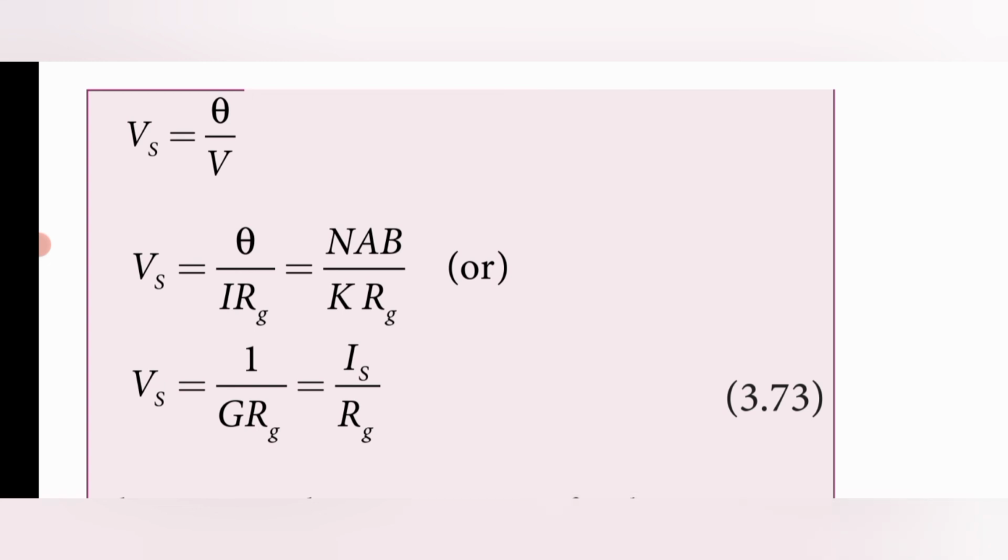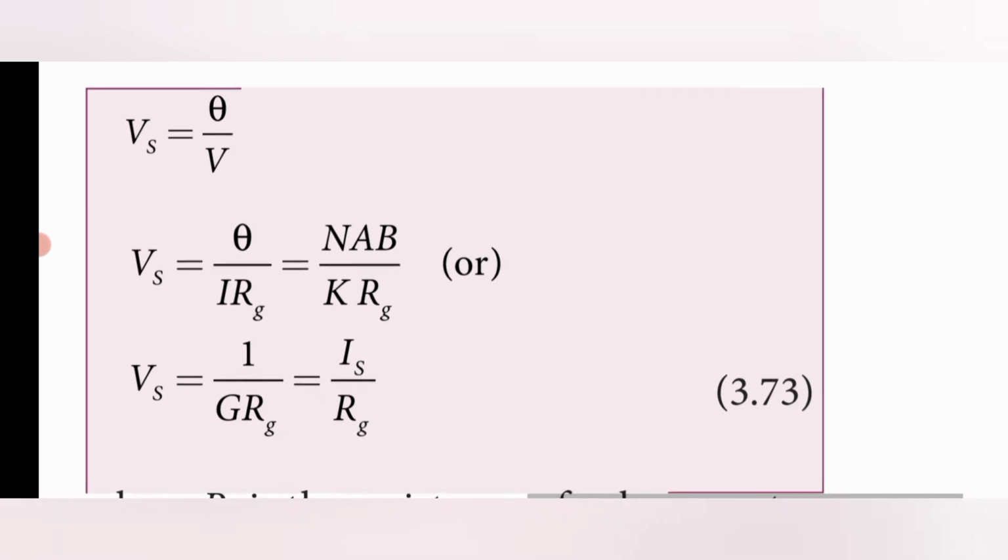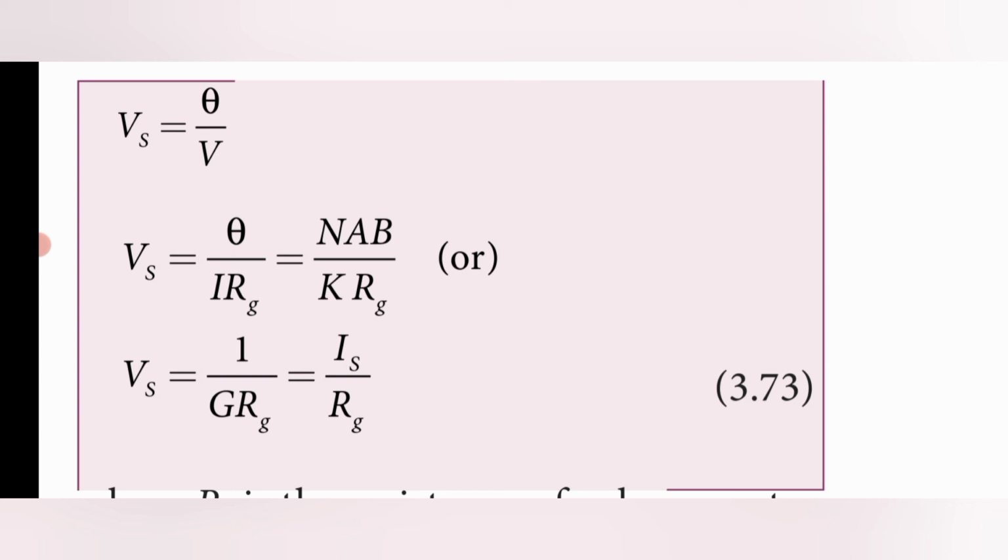Then divided by V, which is equal to IR. So IR is I times RG, where RG means the resistance of the galvanometer. Then the I cancels. Finally NAB divided by K RG. So 1 by RG can be taken outside, and NAB by K is considered as 1 by G. So finally you get Vs is equal to 1 by G RG.